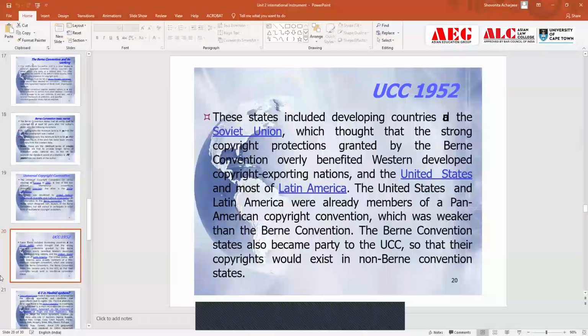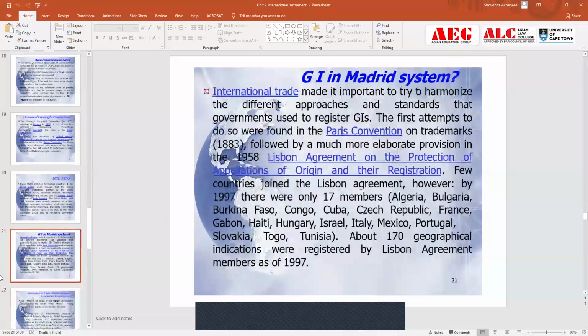This particular treaty was developed in the Soviet Union, granting protection like the Berne Convention, and also the United States and Latin America were already members of the Pan American Copyright Protection, which was weaker than the Berne Convention. Therefore, the Berne Convention states also became party to the UCC so that their copyright would exist even in non-Berne Convention countries as well.